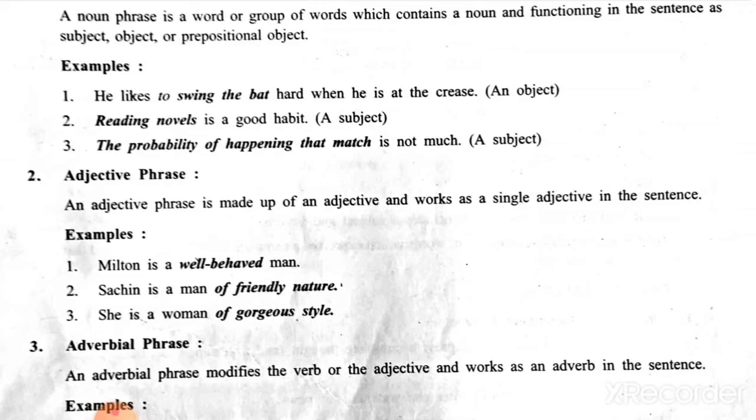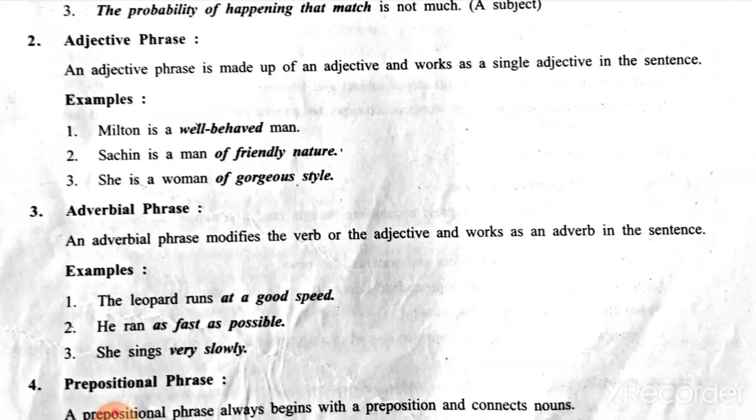She is a woman of gorgeous style. So of gorgeous style, that is an adjective phrase. Here we are not talking about only an adjective, but an adjective phrase. So we have taken all the things, of gorgeous style.